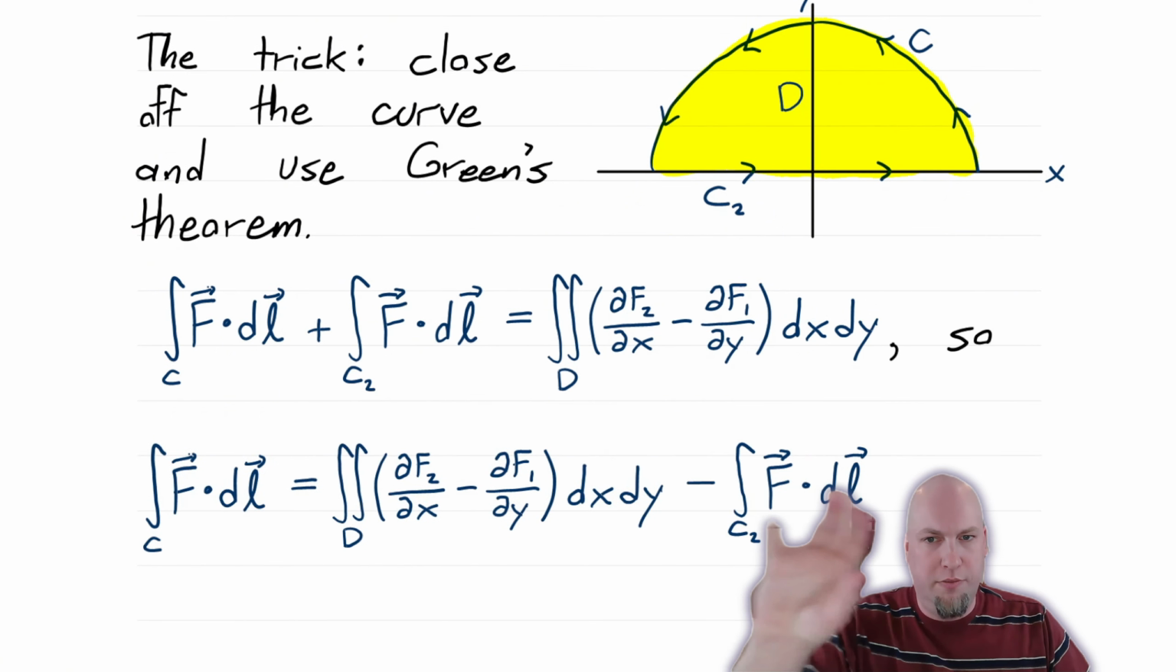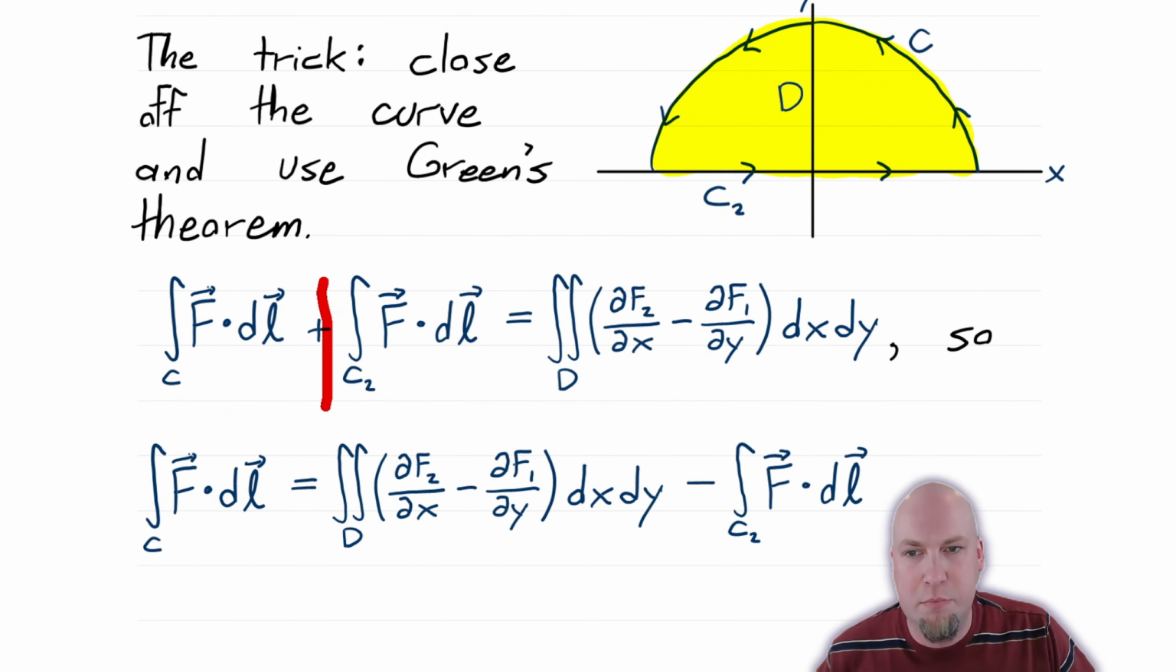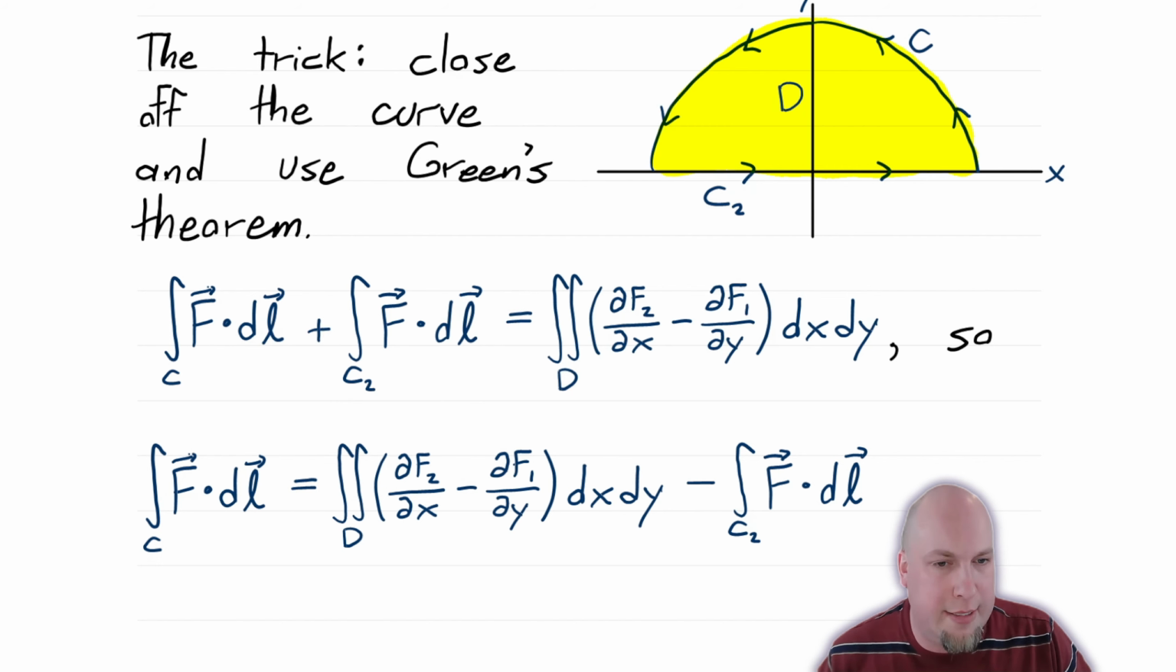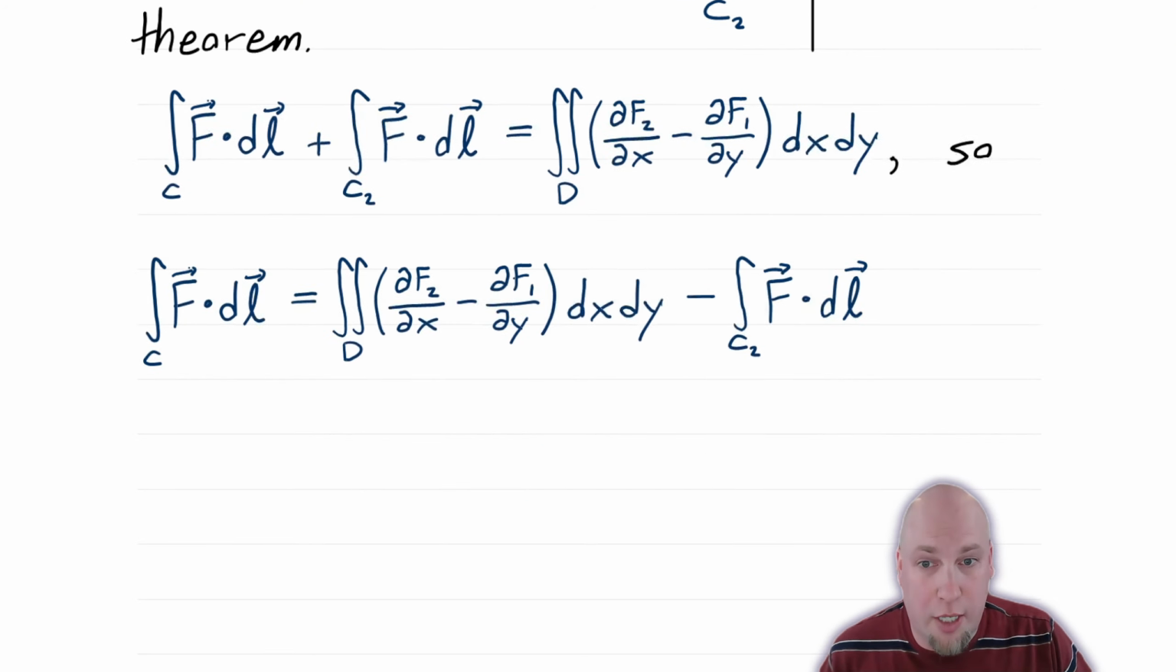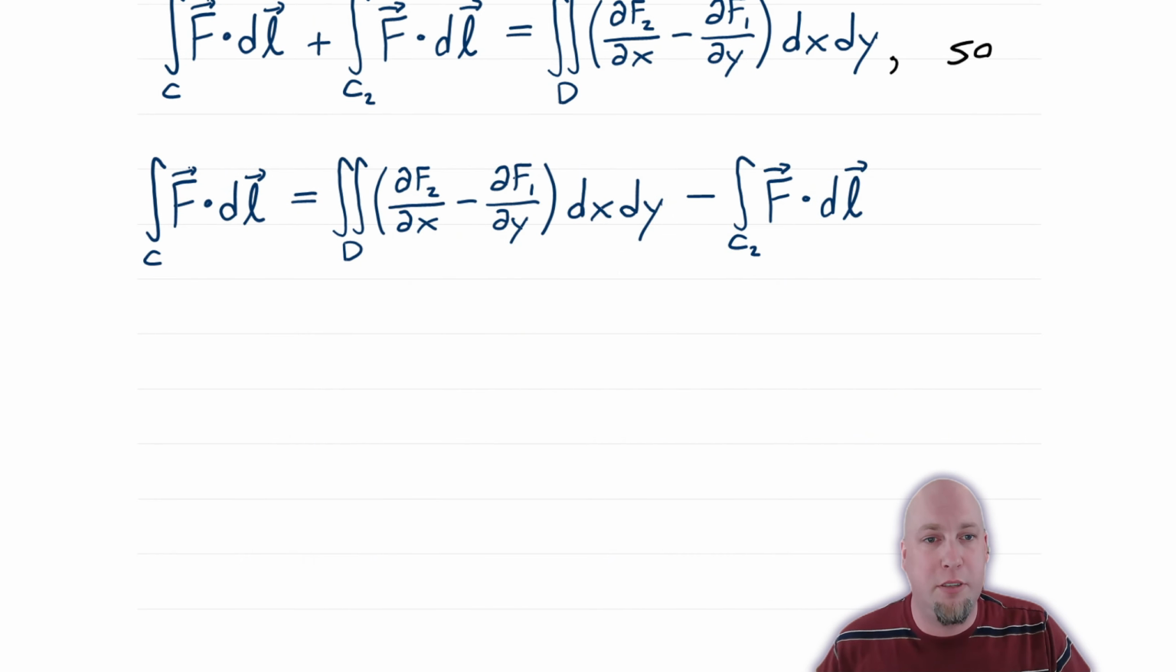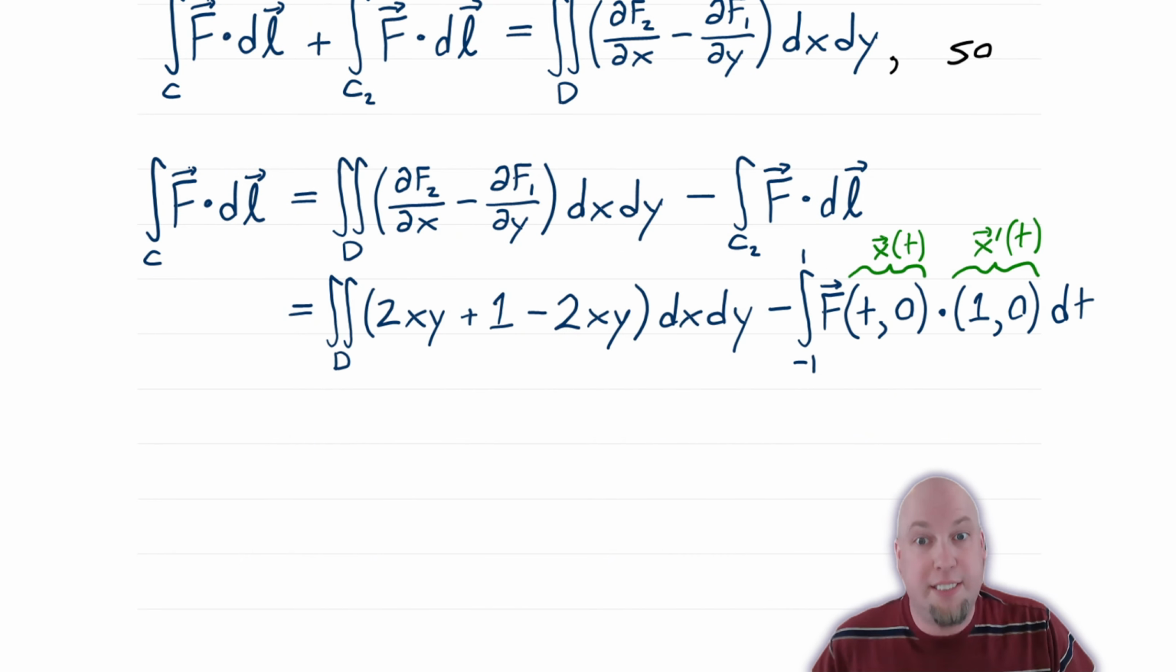So if I just move this term over to the right-hand side by subtracting it, then the vector line integral I care about is this double integral minus a hopefully simpler vector line integral. If we can compute both of these, then we'll be done. So let's try to do that. Let's evaluate this double integral and this vector line integral and see what we get.